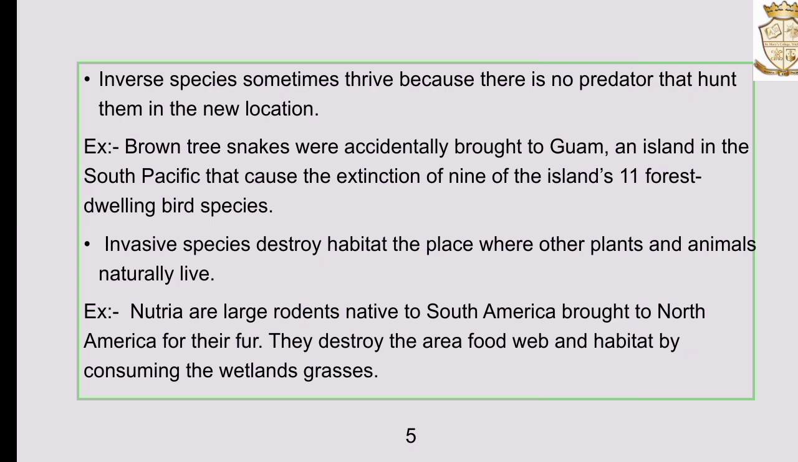Invasive species destroy habitat, the place where all the plants and animals naturally live. An example is nutria, large rodents native to South America, brought to North America for their fur. They destroy the area's food web and habitat by consuming the wetland grasses.